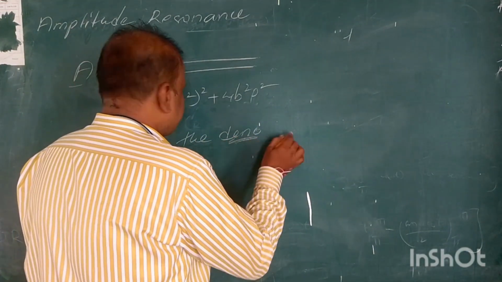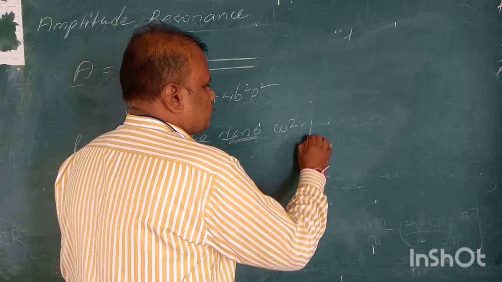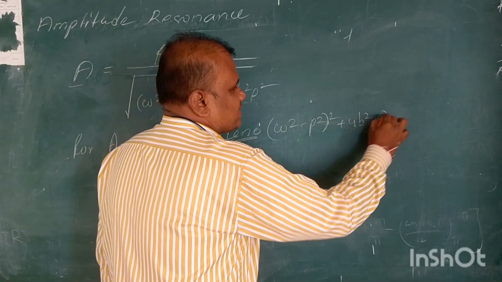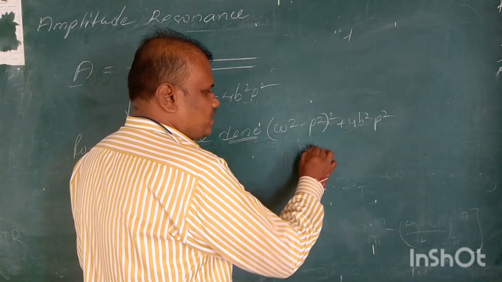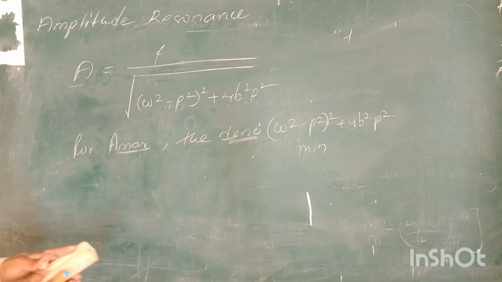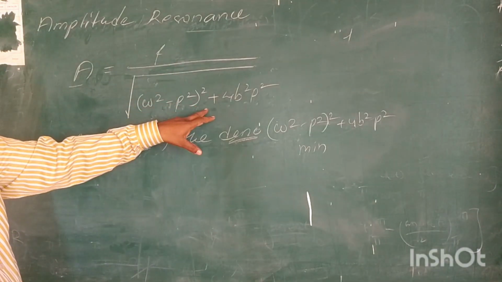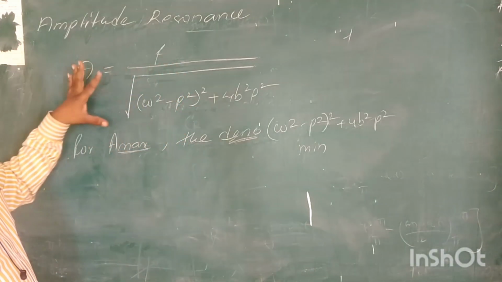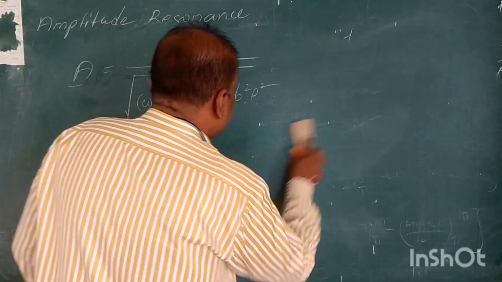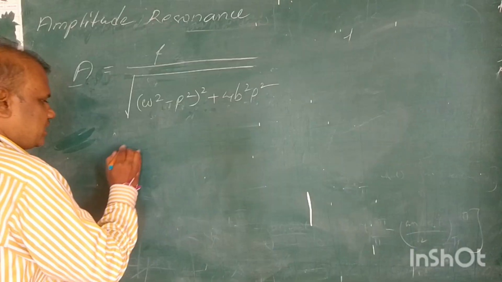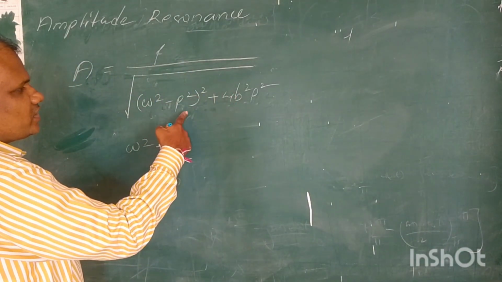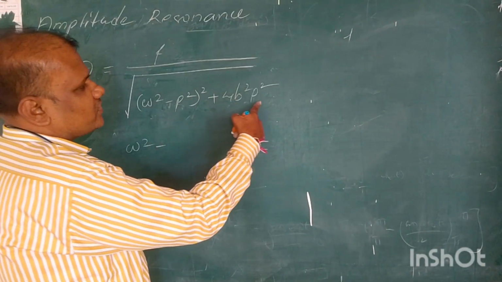So in order to get the maximum amplitude, the denominator, what is the denominator here? That is (omega square minus p square) whole square plus 4b square p square. So this should be minimum. If the denominator is minimum, then automatically the amplitude, because it is nothing but the reciprocal of this term, is going to be maximum. So the denominator should be minimum, where the denominator is under root of (omega square minus p square) whole square plus 4b square p square.